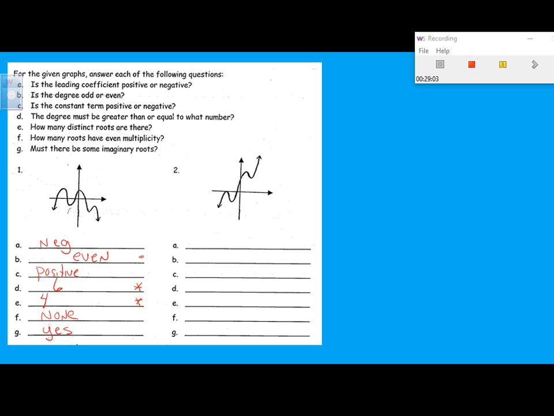So on number 2, is the leading coefficient positive or negative? The right side's going up, so it's positive. Is the degree odd or even? Since my branches are different, I know it must be an odd polynomial. Part C, is the constant term positive or negative? Go find your y-intercept. It's above the x-axis, so it must be positive.